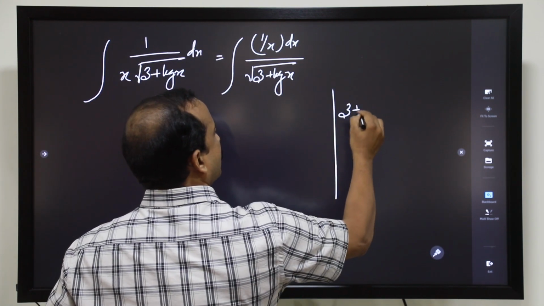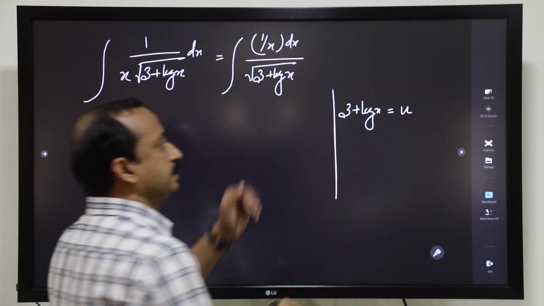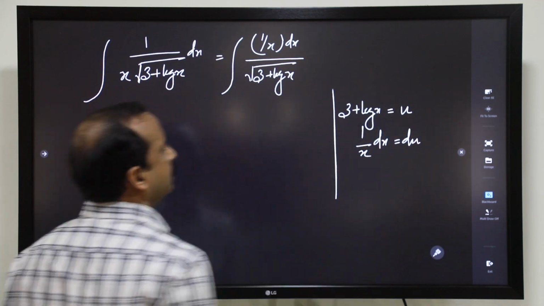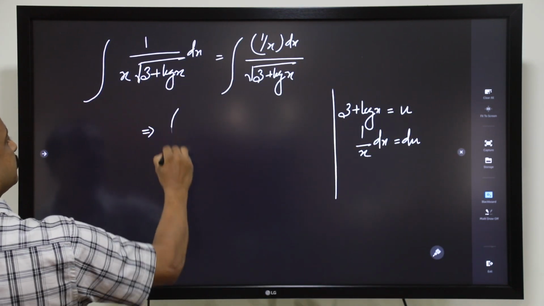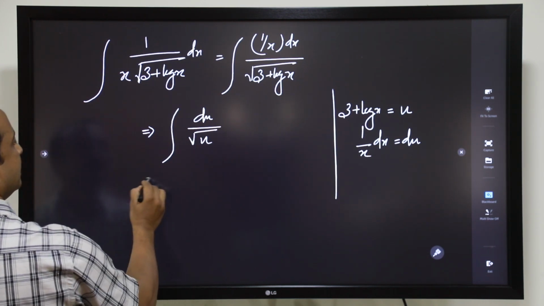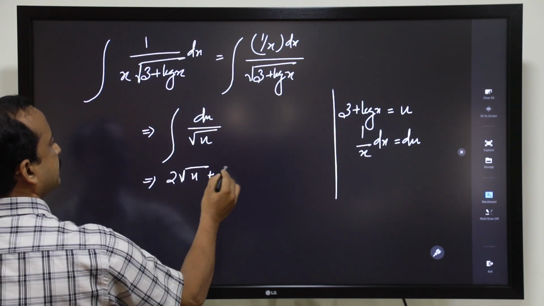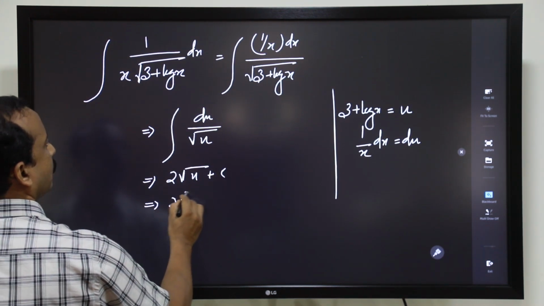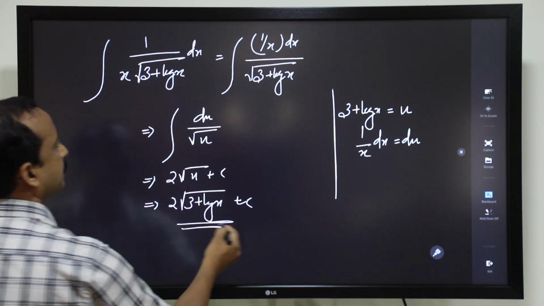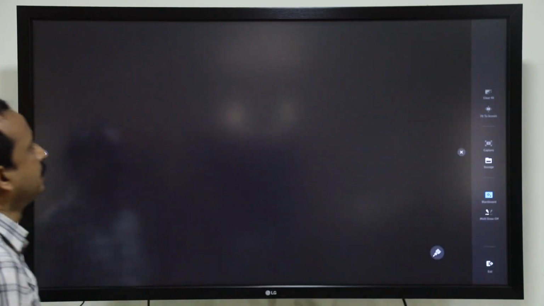3 plus log x is equal to u. The derivative of 3 is 0 and the derivative of log x is 1 by x, so 1 by x into dx is equal to du. And therefore our function changes to the form numerator du divided by root of u. That implies 1 by root u. Integral value is 2 root u plus c. That is 2 into root of u, corresponding to 3 plus log x, plus c. That is all. Okay, that is the fourth section problems.